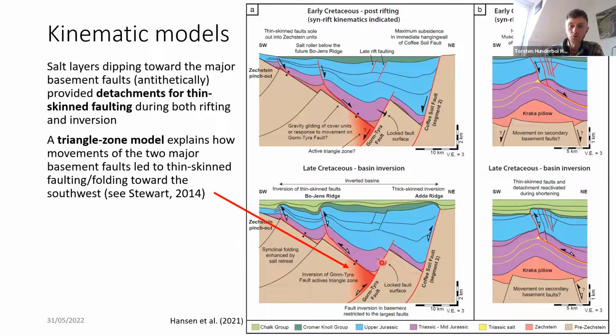this upper part of the fault was basically blocked by friction, and somehow the units here were accommodating the rotation and internal strain, and we got an effective detachment, even though the salt is rather thin here for these thin-skinned faults. I hope that makes at least a bit of sense.